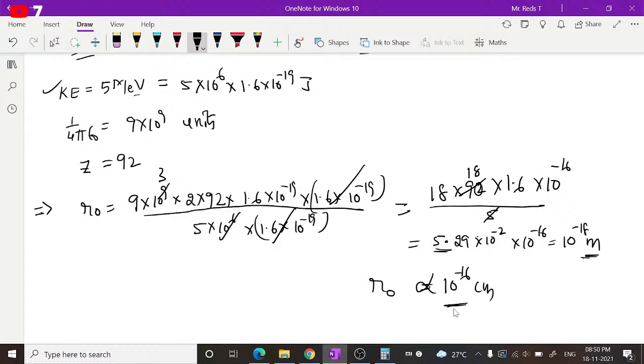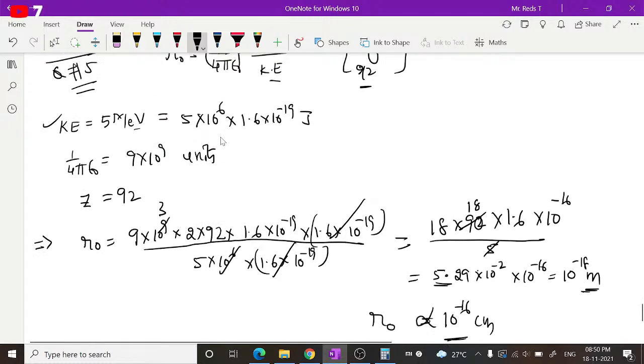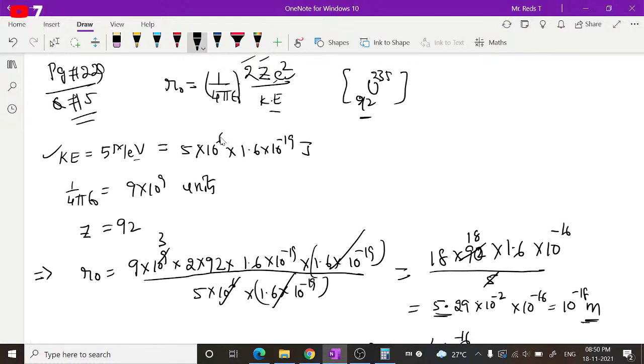Let us cross check the numerically calculated values. R naught is 2 Z e square by kinetic energy, which is 5 into 10 power 6, and one electron volt is 1.6 into 10 power minus 19.